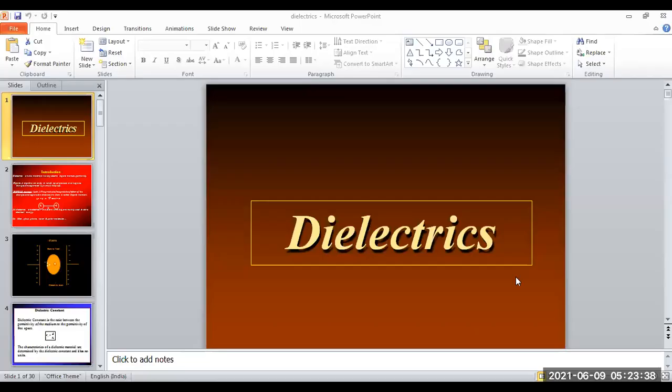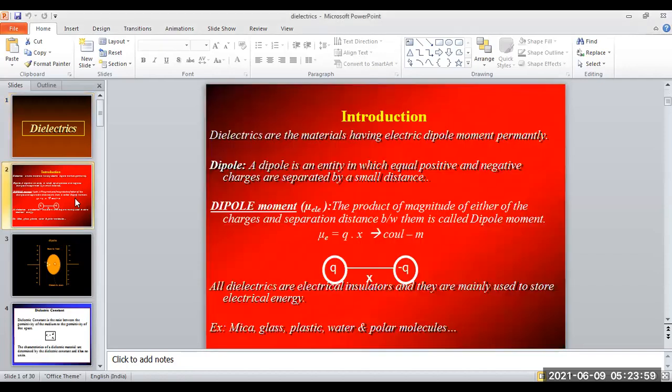Good morning, students. In today's class, we'll discuss the next topic, which is related to ferroelectrics and the Sherring bridge method. In detail, we are going to study this particular phenomenon. What we completed in the last class, we started with this.